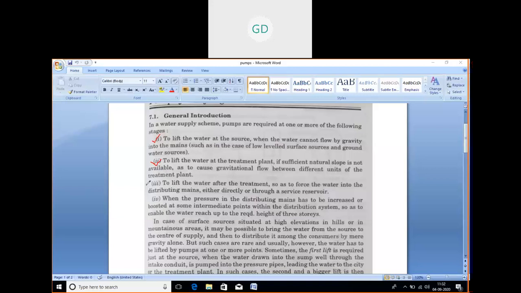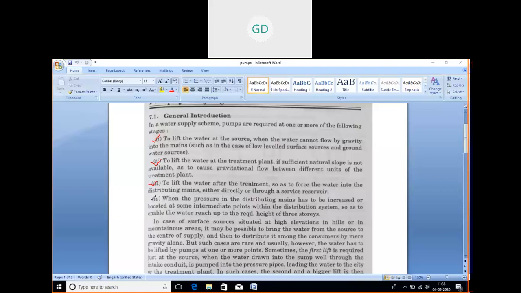The next point is to lift the water after the treatment so as to force the water into the distributing mains either directly or through a service reservoir. So after the treatment is done, suppose the treatment plant is not located at a higher level, it is at a low level surface. From the treatment to the distribution system, to transfer the water, the pump should be used if the treatment plant is not located at a higher elevation.